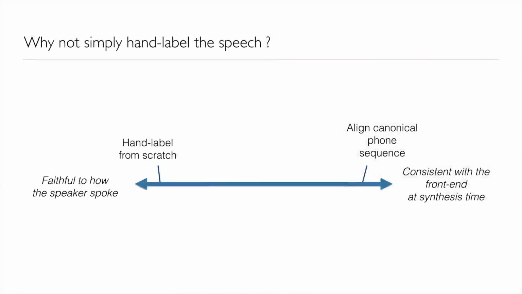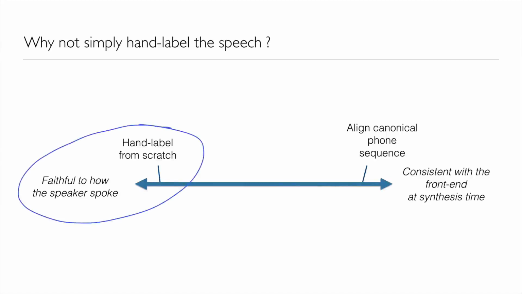Let's think about two extremes of ways that we might label the speech to understand why hand labeling might not be the right answer. If we think that we need a transcription of the speech that's exactly faithful to how the speaker said the text, it gets every vowel reduction, every slight mispronunciation, every pause, everything exactly faithful to the way the speaker said the text, then we might think we want to hand label from scratch, in other words, from a blank starting sheet without any prior information. And we'll be down at this end of the continuum.